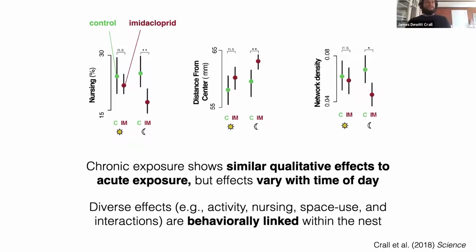And also, I didn't really present this, but we've also done some modeling to suggest that those multiple effects, so shifts in activity, shifts in nursing, spatial shifts, and social interactions, are probably functionally linked. So if you tweak one of those behavioral knobs, you're likely to get the other effects as well. For example, if you just alter the sensitivity of bees to physical contact with nestmates, you actually get them spending more time on the periphery of the nest and doing less work in the center of the nest. So it's probably best to think of these as multiple outcomes of a potentially single direct physiological effect of these compounds.